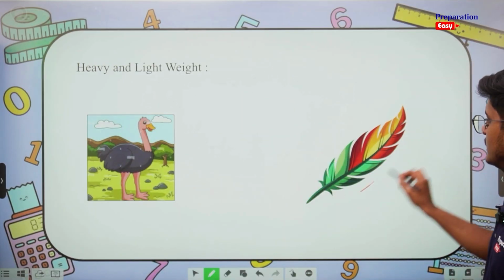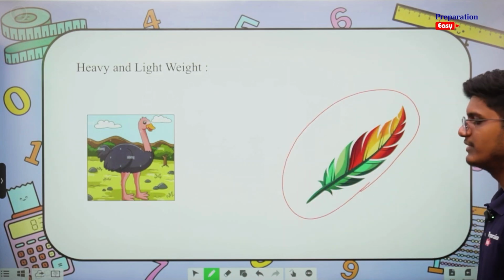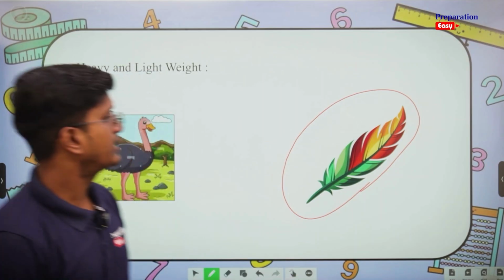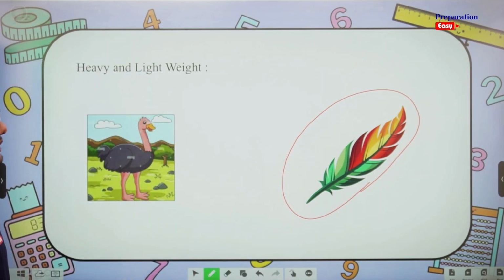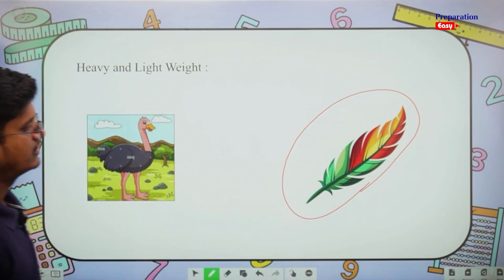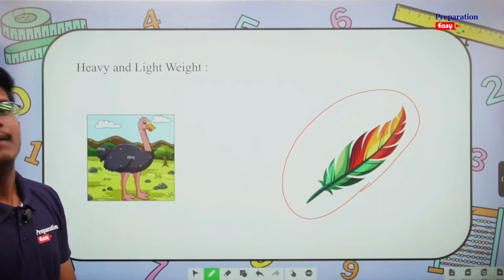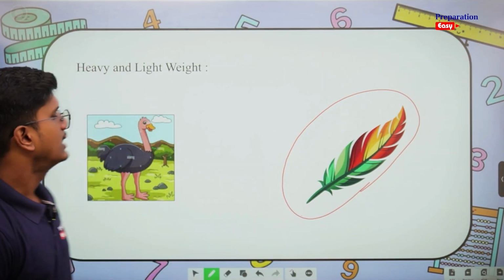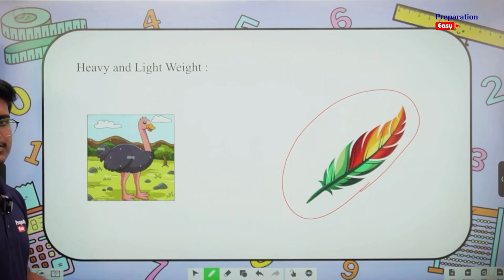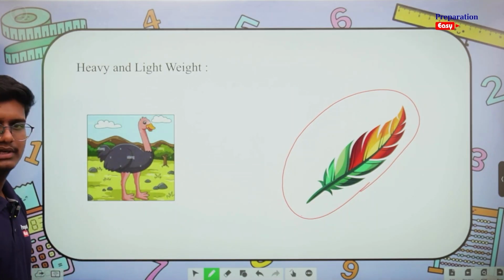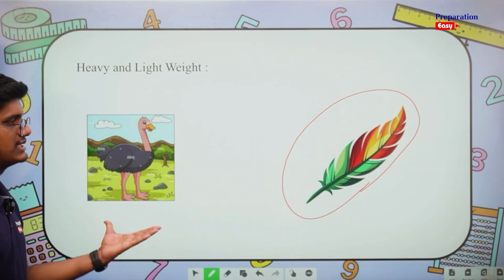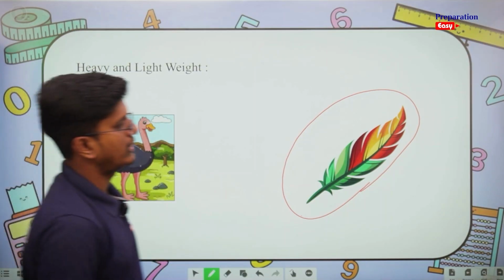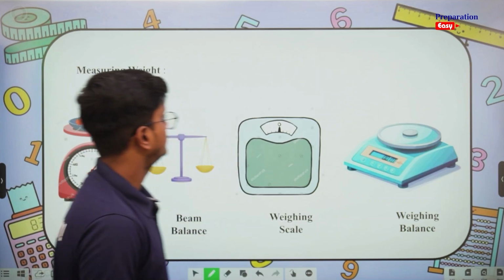This is a feather. Usually when we take a feather in our hand, it's very light. The feather can get blown away by air. Of course it has some amount of weight, but it has a light weight. And this is an ostrich. The ostrich is big and has tons of weight, so this is an example of heavy weight, and the feather is an example of light weight. Okay, let's move further.